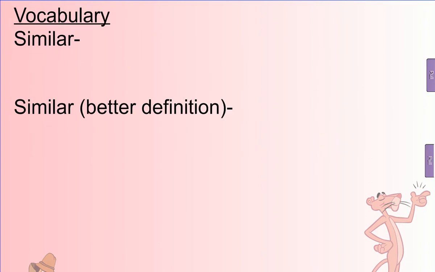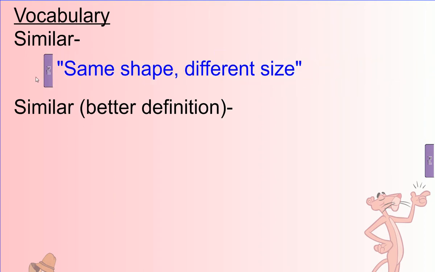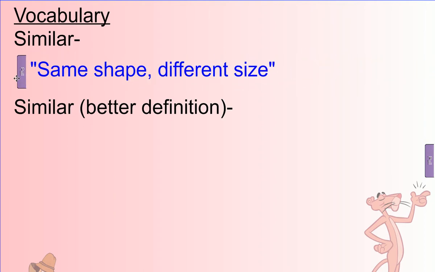We have two vocabulary words, and you see they're both the same. Both are the word similar, but we have one definition that's a little bit better and one that's not quite as good. This definition is not very good. It says same shape, different size. You might have heard that before. The problem with that is it's not very specific.